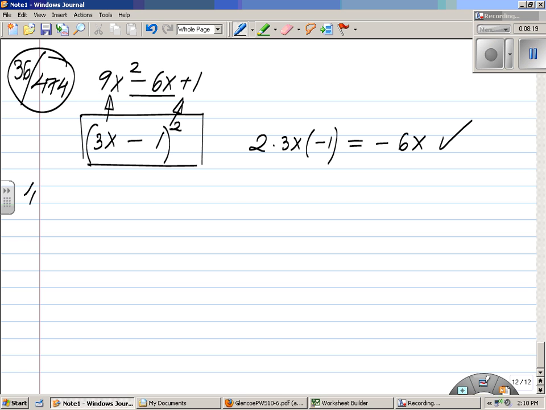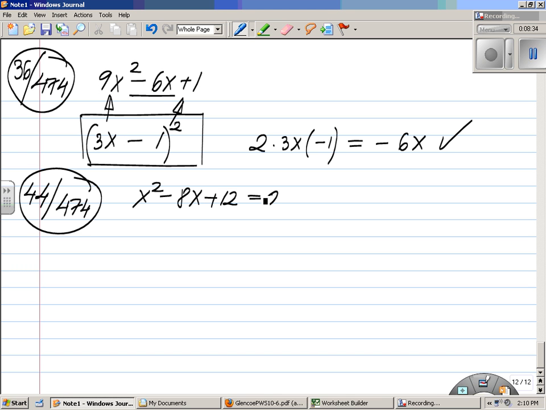Number 44. Page 474, right? Solve by factoring. x squared minus 8x plus 12 equals 0. How are you guys going to solve this one? What should be the first thing?